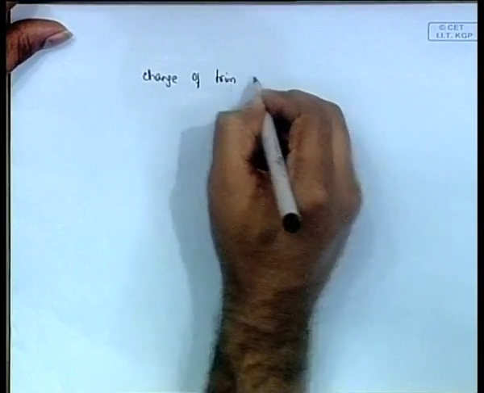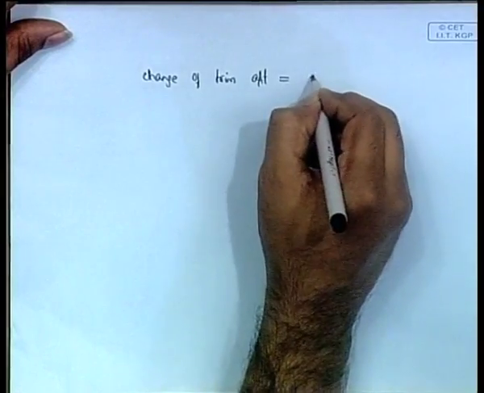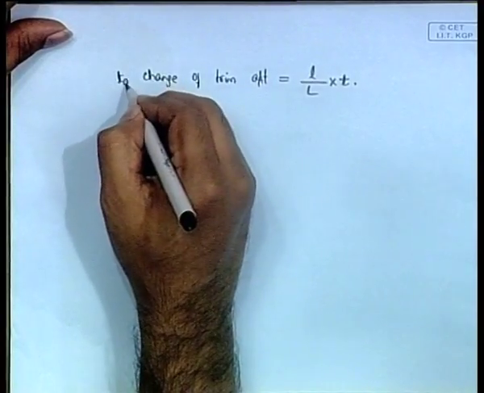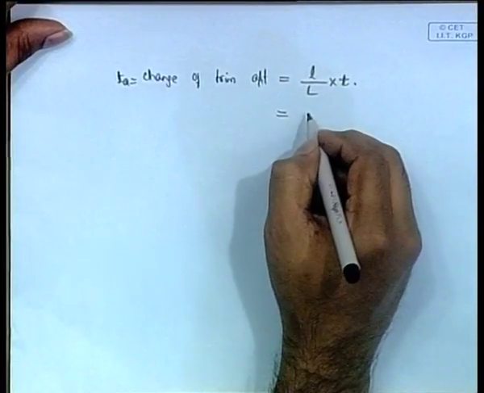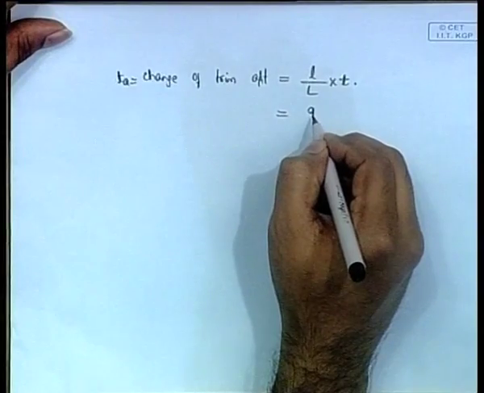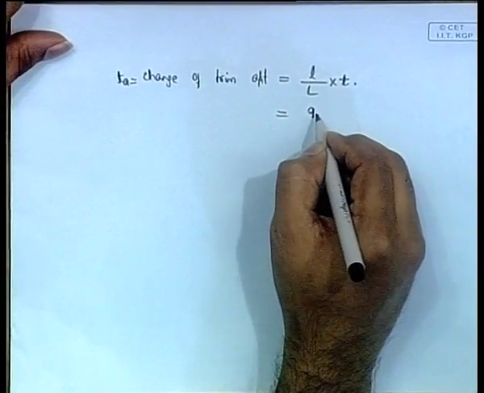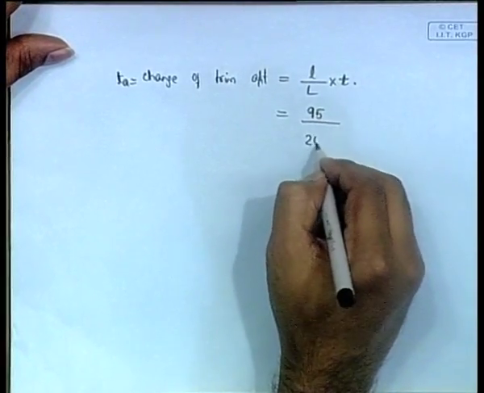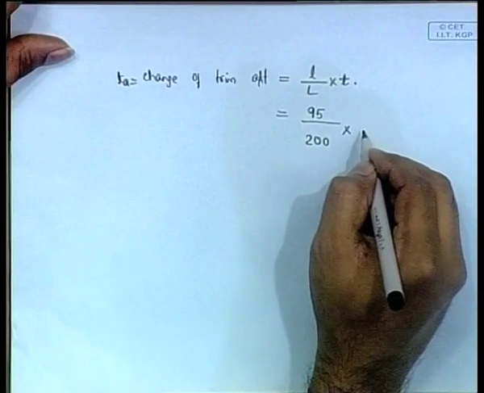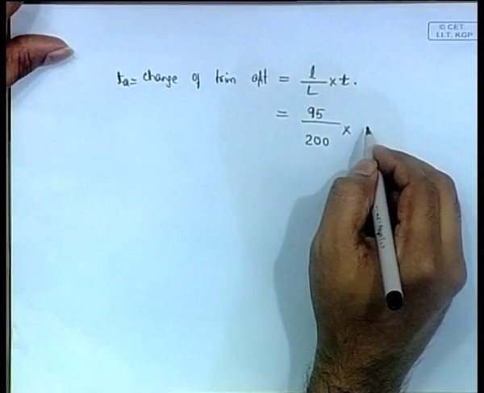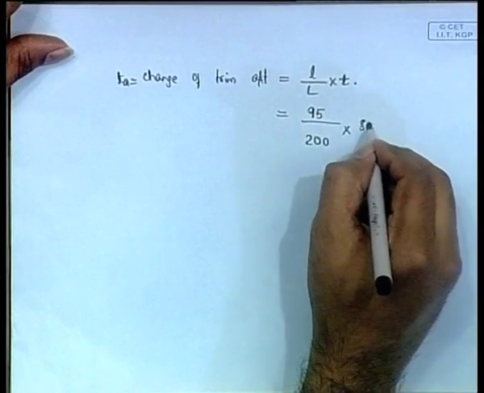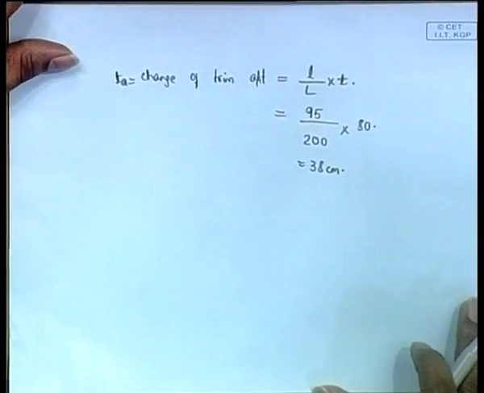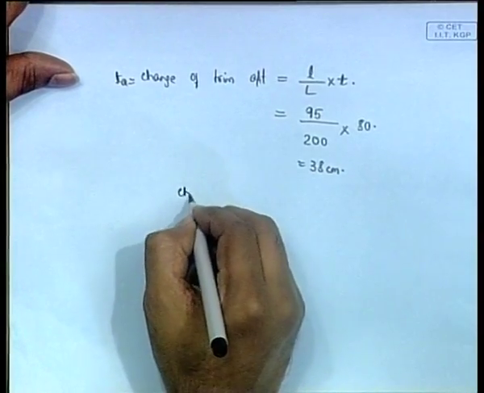For that, we do it like this: the change of trim aft is equal to this formula. T aft is equal to L by L, where the numerator L is the distance of the center of flotation from the aft perpendicular, divided by L, the total length of the ship, into the total change in trim. Total change in trim is 0.8 meters or 80 centimeters. So, this will come to 38 centimeters. This is the change of trim aft. Similarly, you find the change of trim forward.